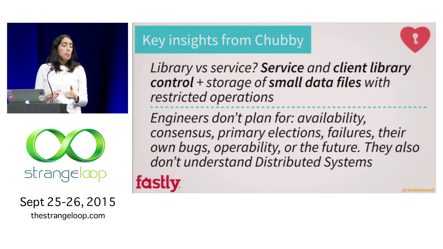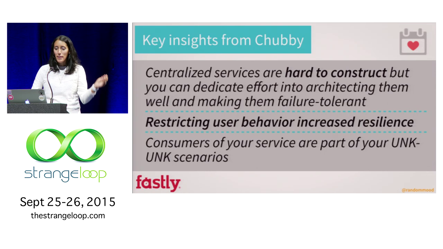And the paper is kind of a bummer as well, because they said that their engineers don't plan for availability, consensus, primary elections, failures, their own bugs, operability, or the future. And also, they don't understand distributed systems. So it's like, everything is awful. So, fine. They just had something and you use it. All right. Good. More key insights, since we're here and already depressed.